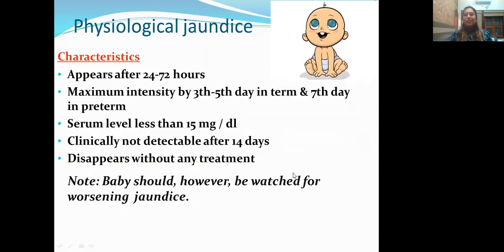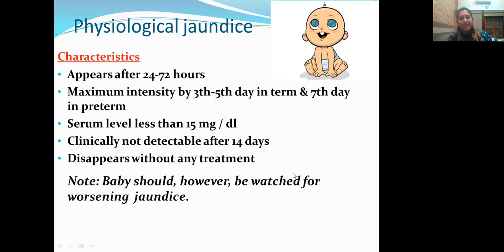Now, roughly, jaundice is divided into 2 types, that is physiological jaundice and pathological jaundice. First, let us have a look at physiological jaundice. Coming to the characteristics, the timing: physiological jaundice appears after 24 to 72 hours. This is the hallmark. If a jaundice appears in less than 24 hours, then it is pathological jaundice. So physiological jaundice always appears after 24 to 72 hours.